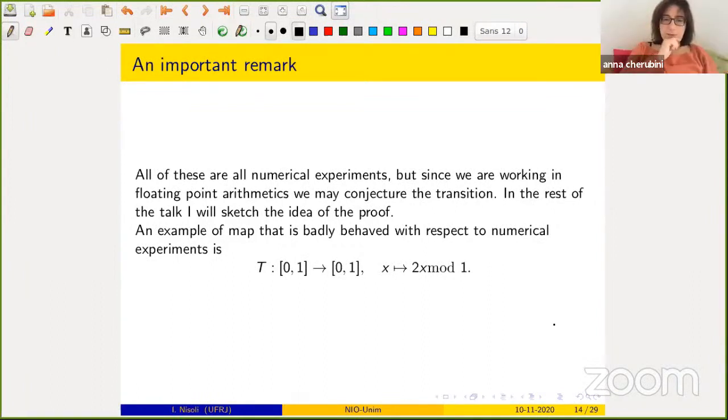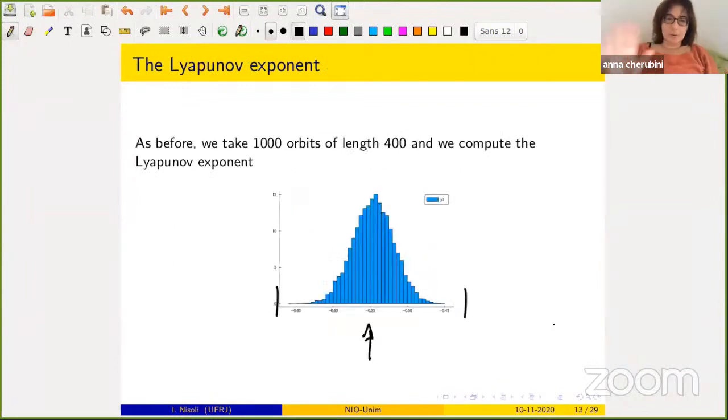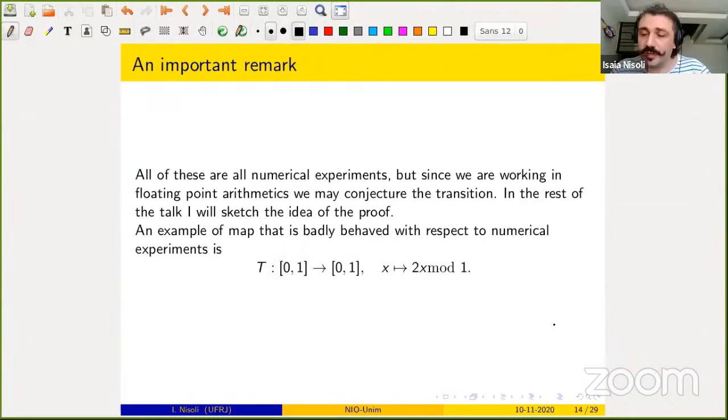Sorry, Isaia, can I ask you a question just to clarify? Yes. So you are talking about Lyapunov exponents or probability of finding Lyapunov exponents? And are they Lyapunov exponents or finite time Lyapunov exponents? No, so up to now, everything is finite time, okay? And it's just some data that I'm throwing in.